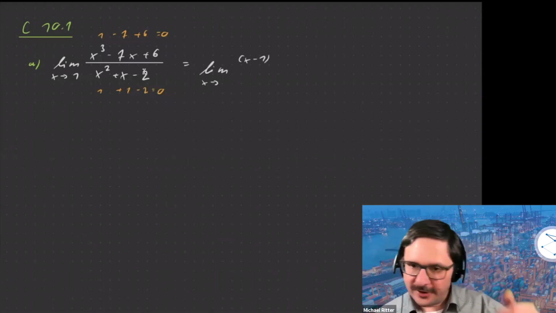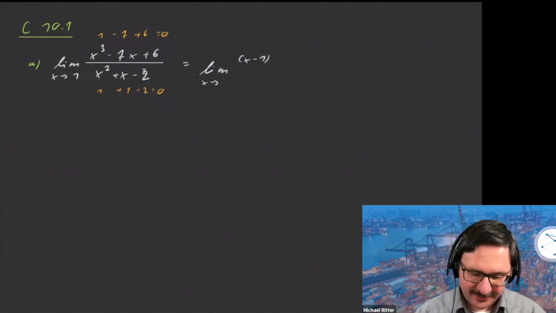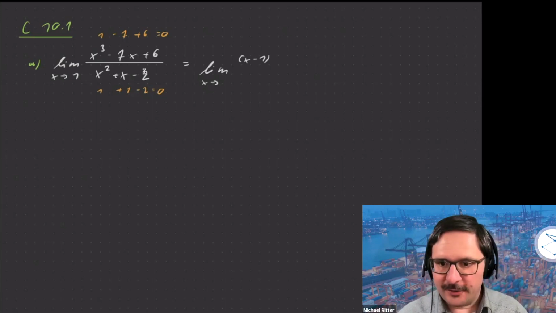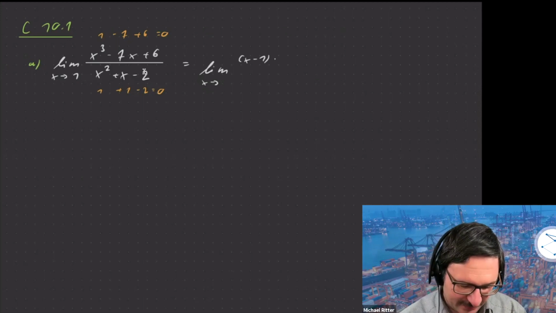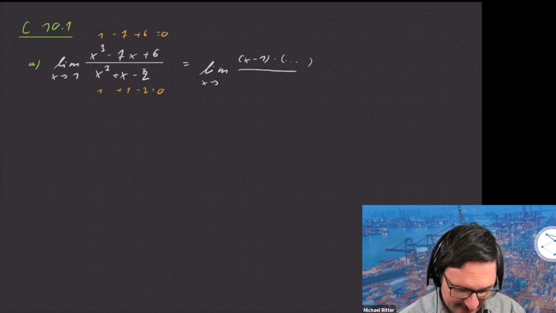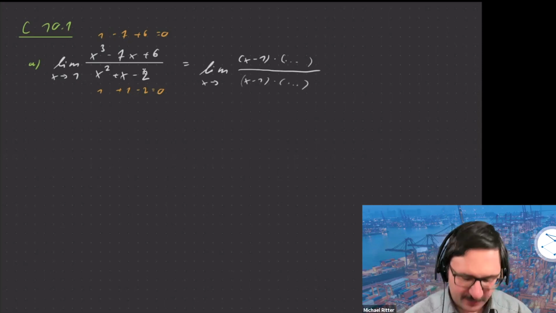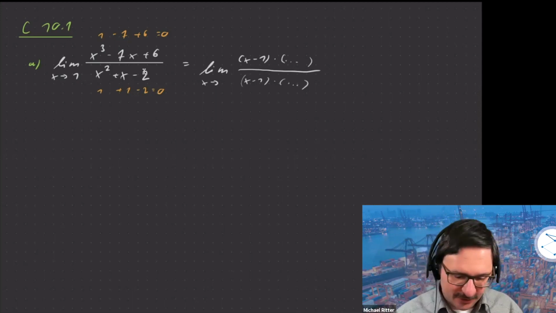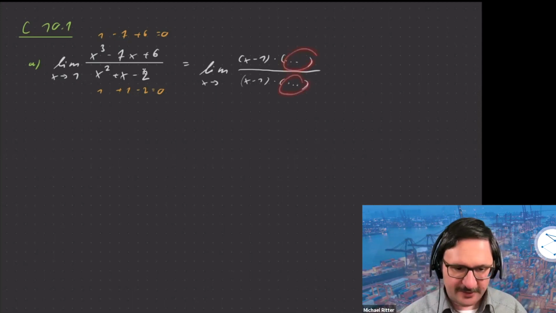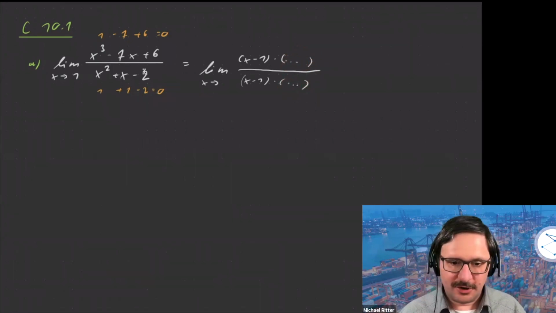So both numerator and denominator are polynomials. And for a polynomial, we can always factor out the roots in this form, like x minus 1, and then some polynomial that is left. And the same will be true for the denominator. We have x minus 1 times some polynomial that is left then. To find out which polynomials these two are, one thing we can do is polynomial division.